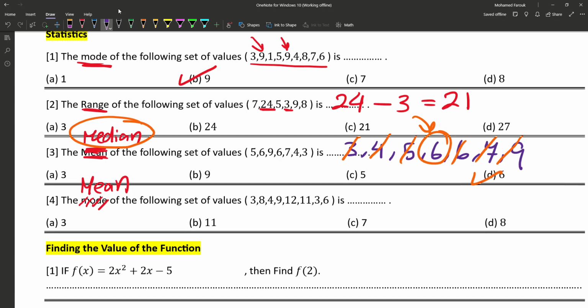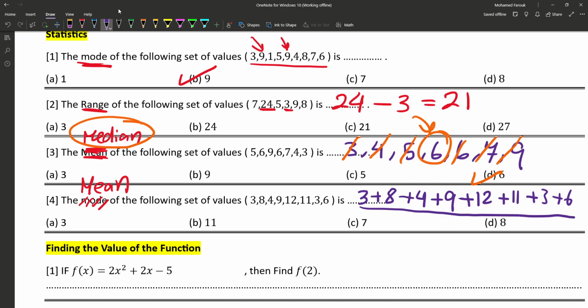To get the mean, all you need to do is add all of your values, so it will be 3 plus 8 plus 4 plus 9 plus 12 plus 11 plus 3 plus 6, and after adding all of them you will divide by their number. So 1 2 3 4 5 6 7 8, they are 8 values. Calculate all of this. 11, 15, 24, 36, 47, 50, 56. 56 divided by 8 is equal to 7, so the answer will be 7.